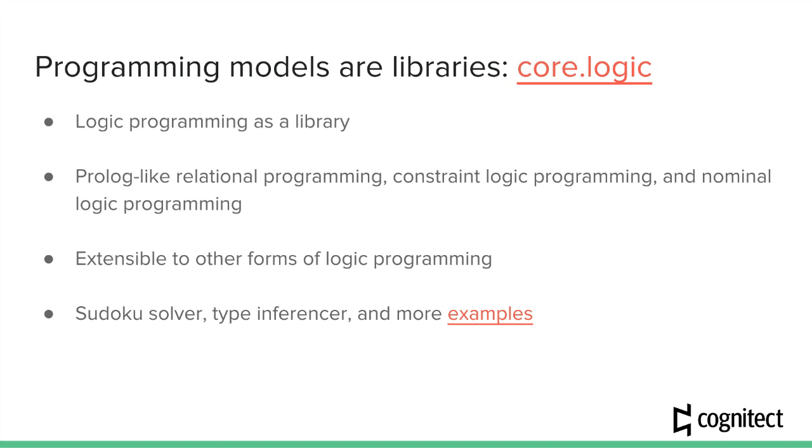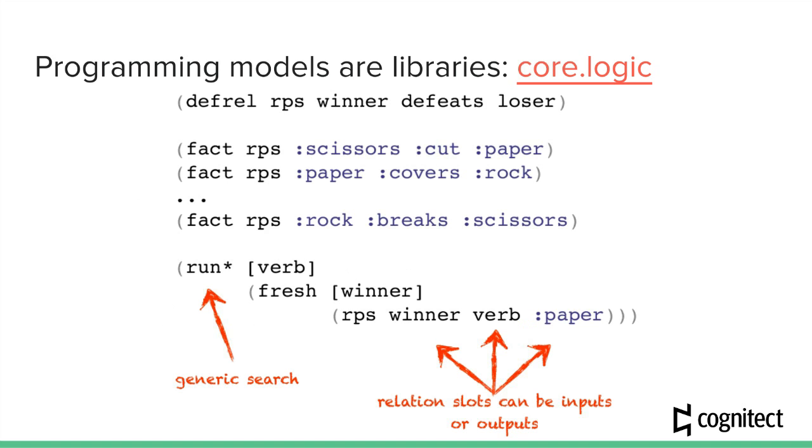But I'll give you a quick example here. I define some relation for rock, paper, scissors of a winner, an action, and a loser, and I go ahead and establish all the facts for my operation space here. What's interesting in logic programming is that you can start with the inputs or the outputs or some combination of inputs and outputs, and the logic system will fill in all of the holes. So you can go forwards or backwards, which is very helpful in certain problems. run* is the operation for generic search inside of core.logic, and then you fill the slots with inputs or outputs.